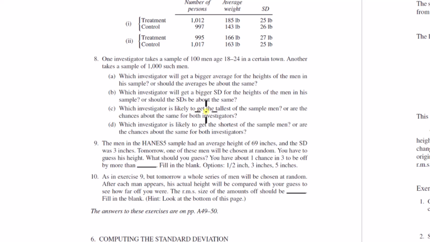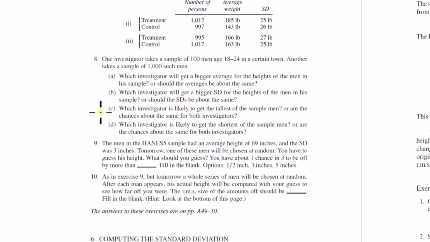Which is the same thing as saying, which investigator is likely to find the tallest man and the shortest man. If you find the tallest man, you're going to have a larger range. If you find the shortest man, you're going to have a larger range. And the reason is because the average and the standard deviation are more of an inherent statistical characteristic of that population. So as long as you're taking a sufficient sample size, you should find those values for the average and the standard deviation.